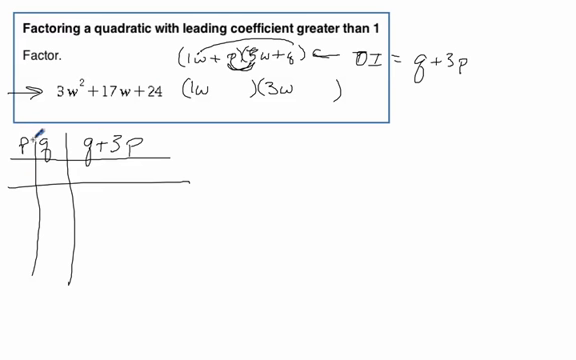Okay, so let's check. The p times q has to be 24. So what can we do? Let's try, I don't know, 3 and 8. That's the first thing that comes to my mind. And they're both positive. So if the p is 3, 3 times 3 is 9, plus 8. What do you know? I nailed it the first time. It gets 17. Bingo. So that's our answer. So it's going to be 1w plus 3 and 3w plus 8. Done. FOIL it to double check.